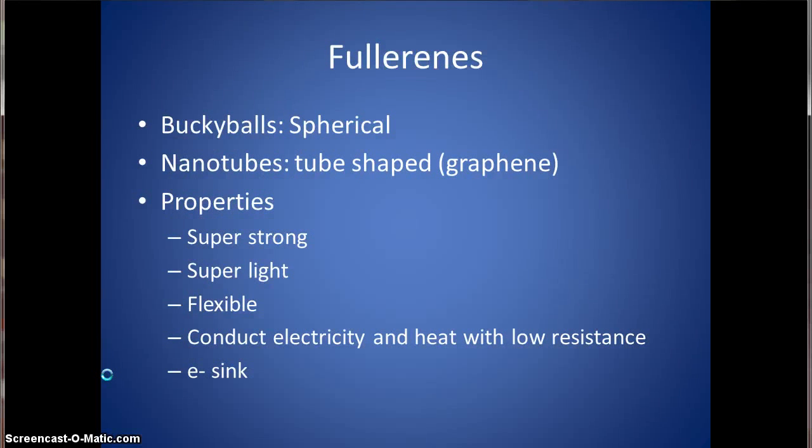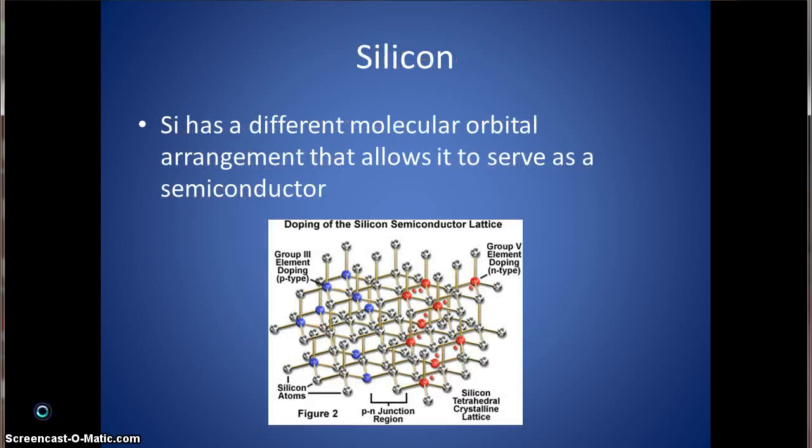Fullerenes are buckyballs and nanotubes. Buckyballs are spherical, and nanotubes are tube-shaped, an example being graphene. The properties of these are super strong, super light, and flexible, and it's important to relate to the free radical scavenger when discussing this, because it makes it an electron sink since it's really conductive. Silicon is very special because it has a different molecular orbital arrangement than diamond, and this allows it to be a semiconductor.